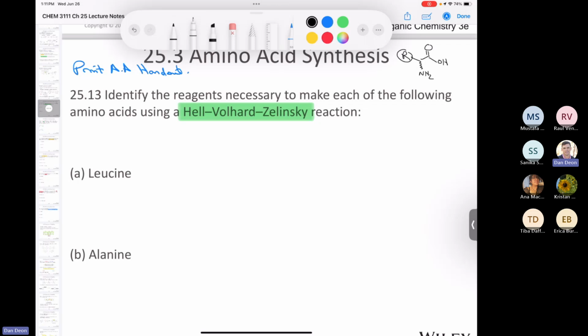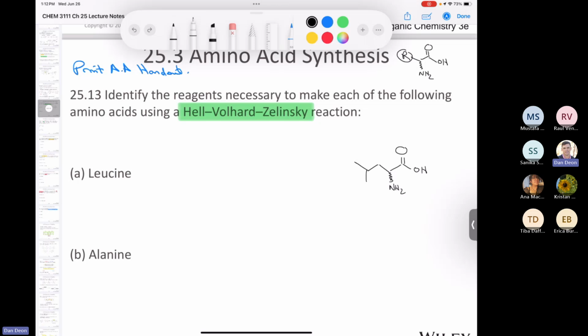So when we're doing the Hell-Volhard-Zelinsky reaction, let's say we want to make leucine. Well, if I write down the structure of leucine, which looks like this, and again, we're talking about a racemic synthesis. So when I write a squiggle like this, it means racemic, when you write a squiggle line like that instead of a dash or a wedge. And if you remember, leucine has an isobutyl group, right? This would be categorized as an isobutyl group, as an R group here. And so what would we need to start with?